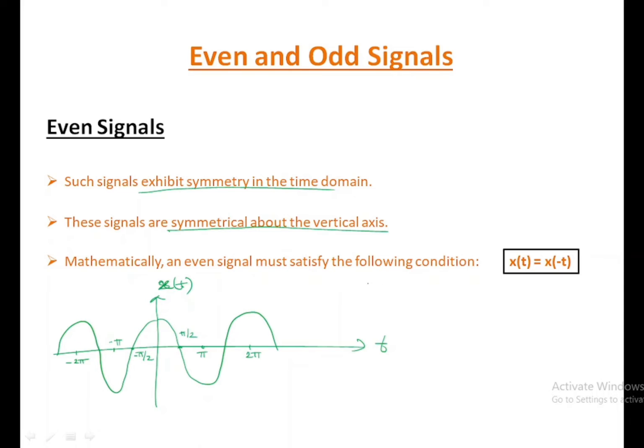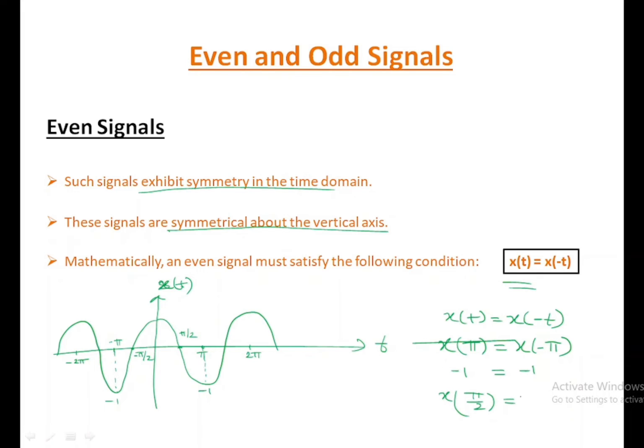And how can it be shown mathematically? Like this: x of t is equal to x of minus t. How can you prove this? As I told you, x of pi is equal to x of minus pi. At t equal to pi, the value is minus 1. Similarly, at t equal to minus pi, the value is again minus 1, which is the same. Again, for t equal to pi by 2, the value is the same as at t equal to minus pi by 2. So these signals are even signals.